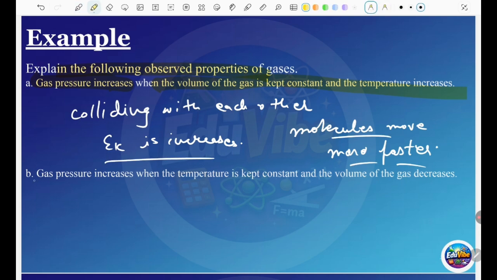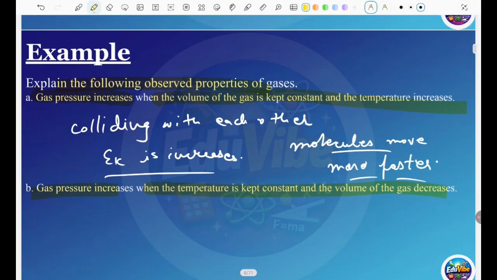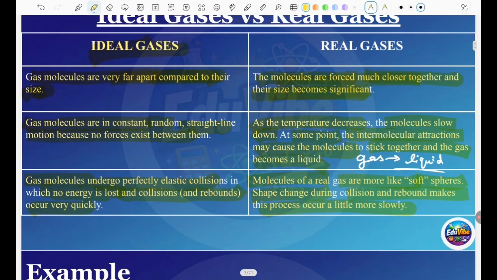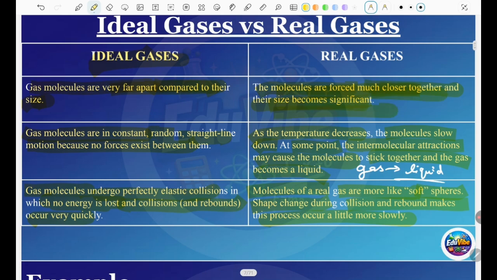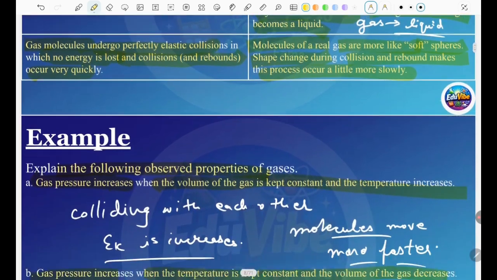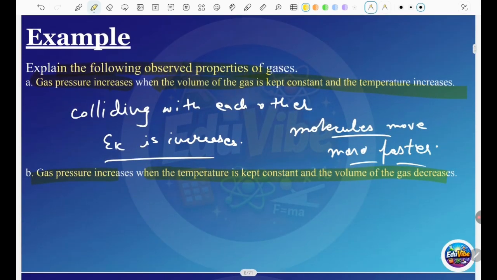Next one: gas pressure increases when the temperature is kept constant and the volume of gas decreases. Decreasing the volume of the gas forces the molecules closer together. They are closer and their size becomes significant. That is the thing you have to include in this.